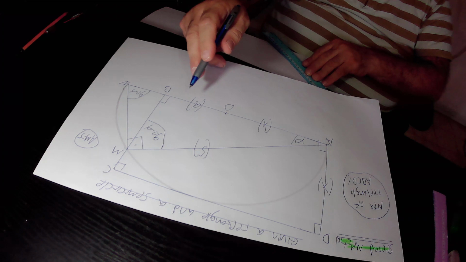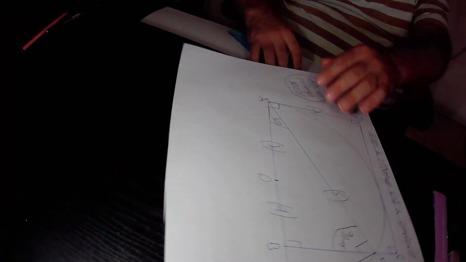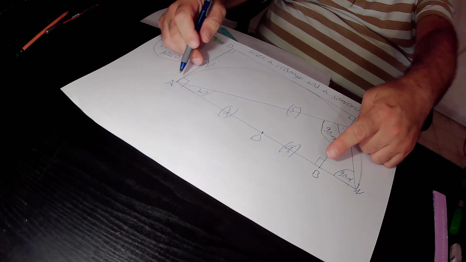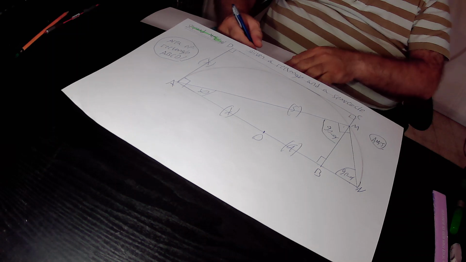Side AM equals 5 units in its length. This is side AB of the right triangle AMB. In total, side AB equals x plus a.